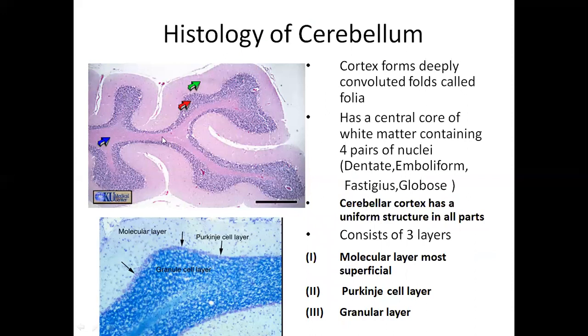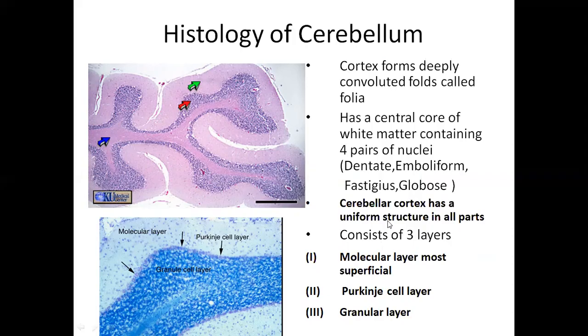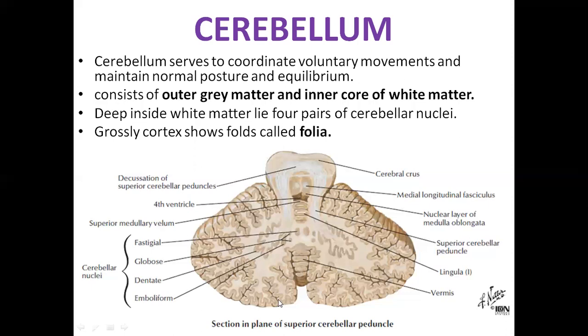See, this outer area is cortex and the inner area is medulla. The cortex forms deeply convoluted folds called folia. These are the folia, as you can see here, these deep folds. It has a central core of white matter containing 4 pairs of nuclei. This is what I have shown you.